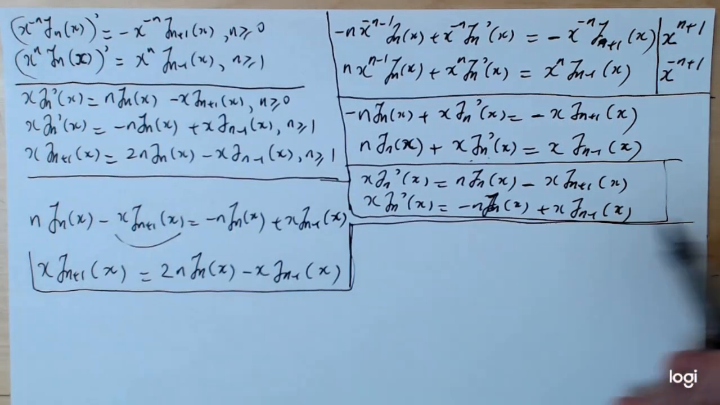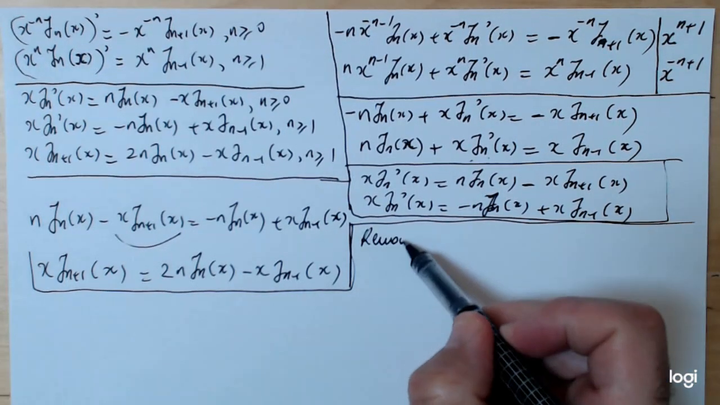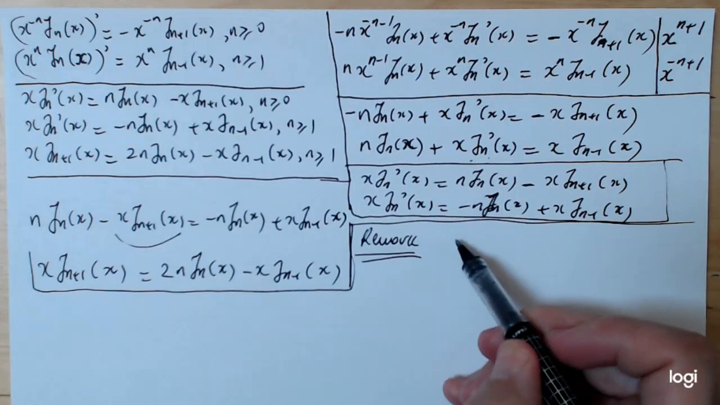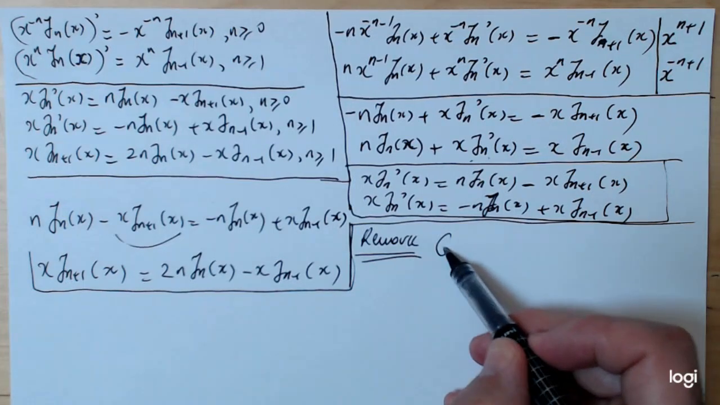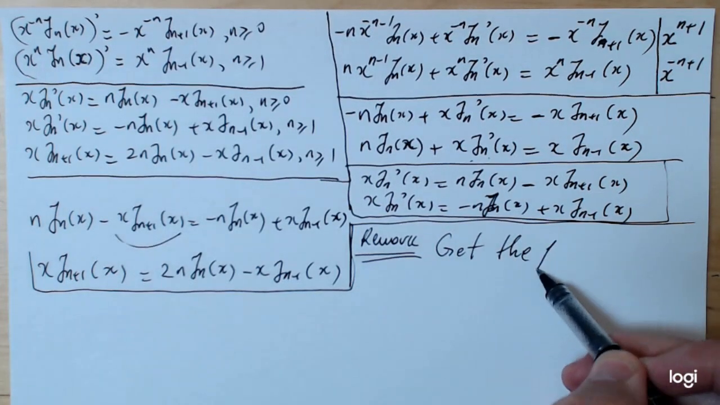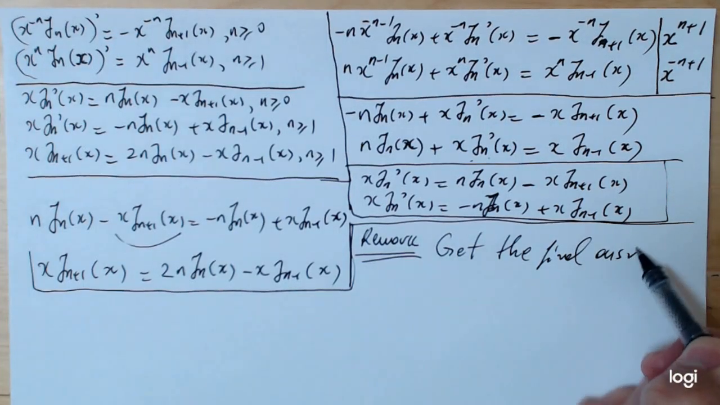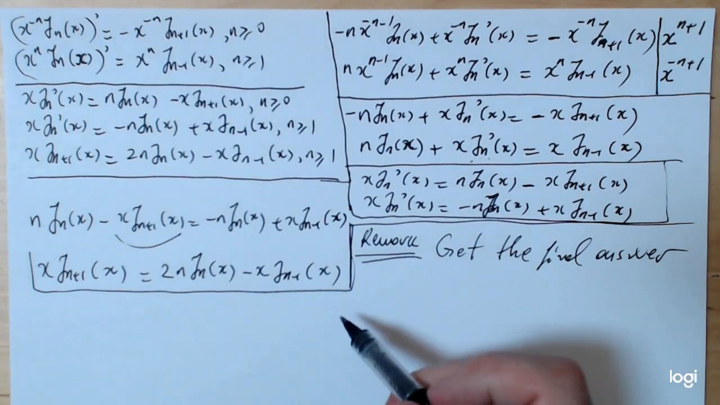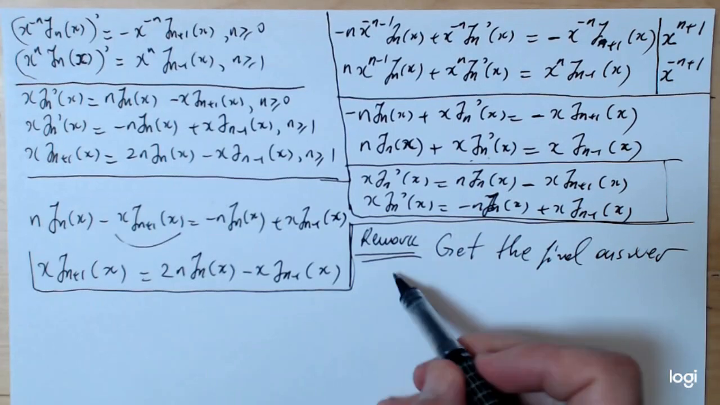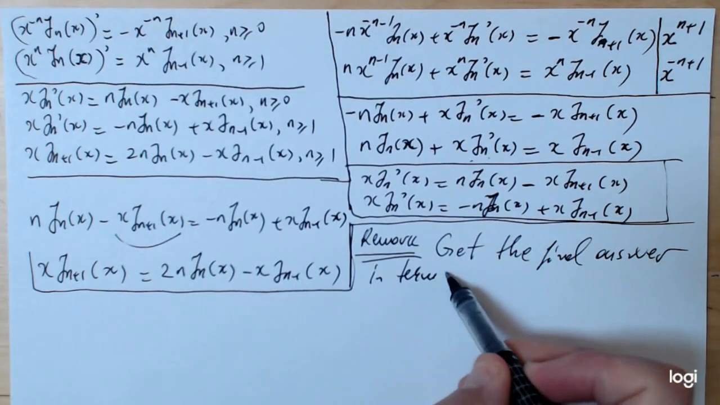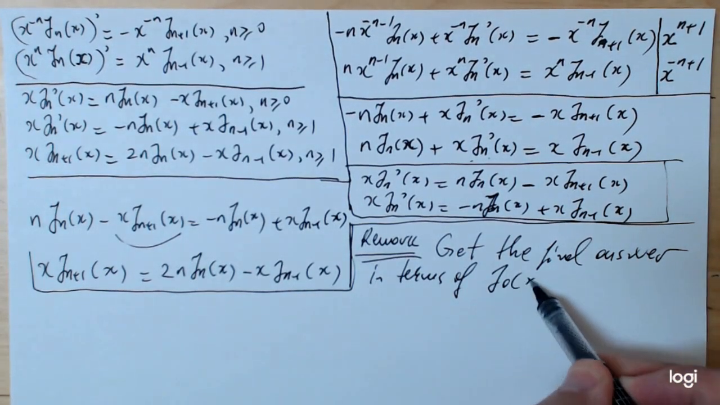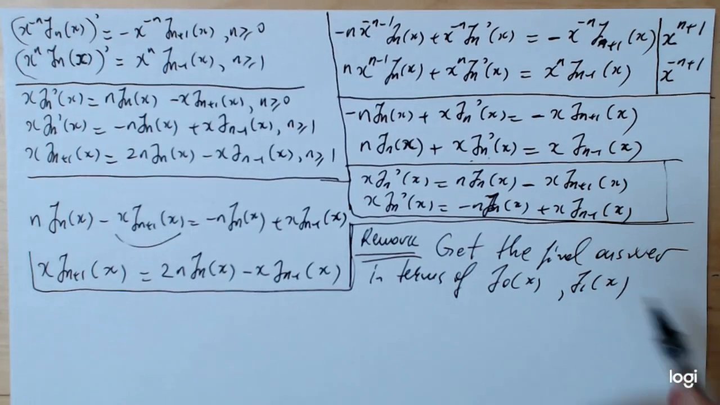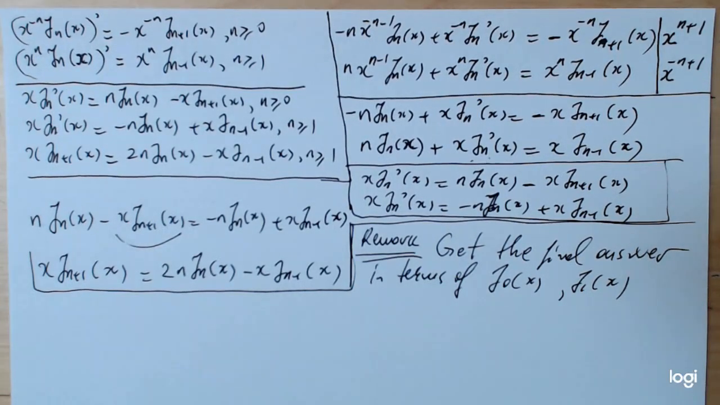As a rule of thumb, let's write it as a remark here: you need to basically get the final answer, pretty much in most of the problems you're going to end up with in this class, in terms of J0 of x, J1 of x. So these formulas pretty much in most of the cases allow you to do just that.